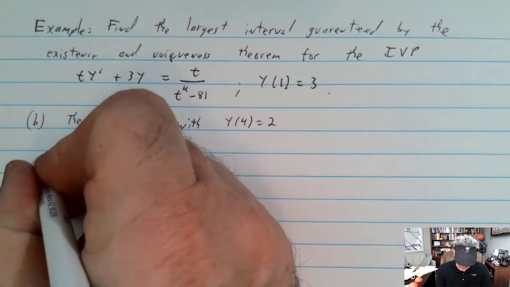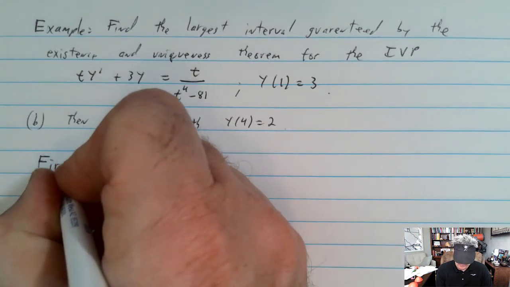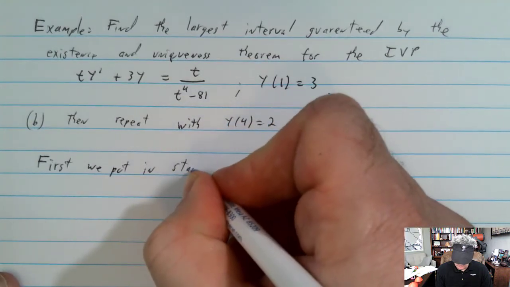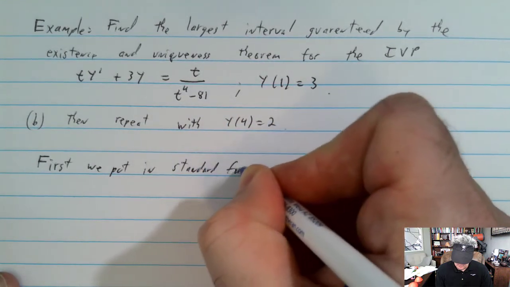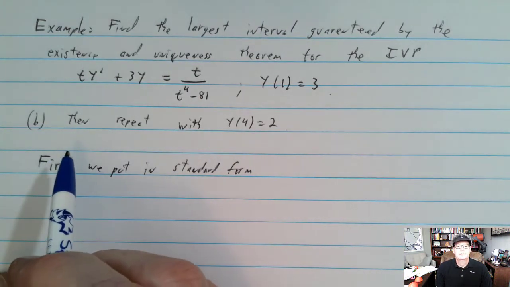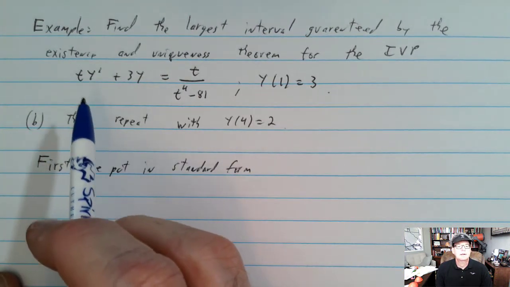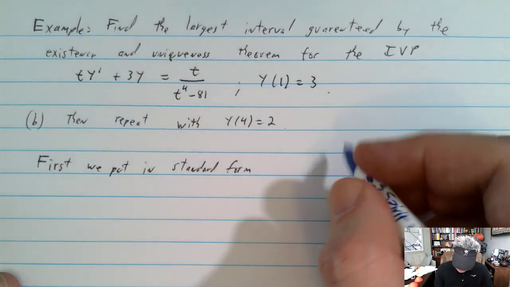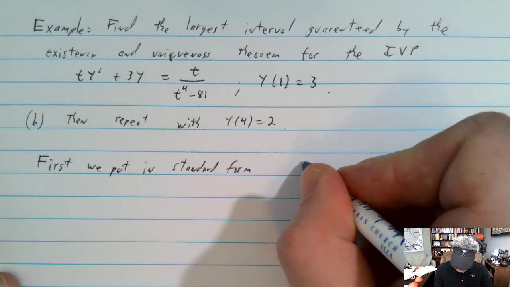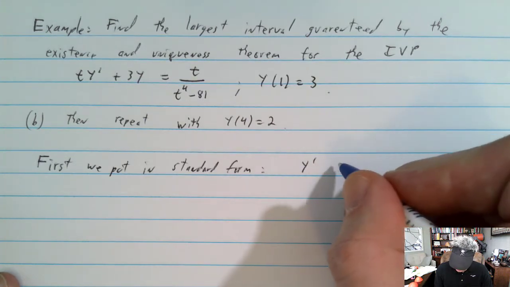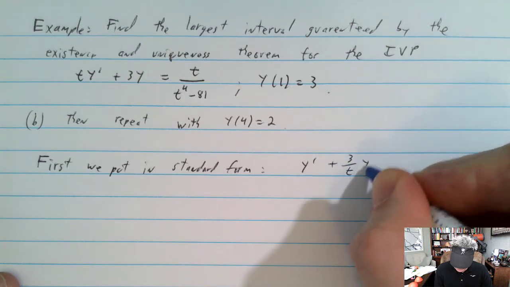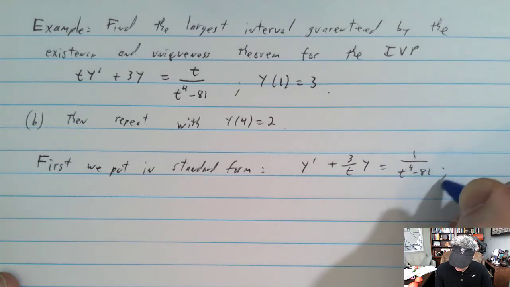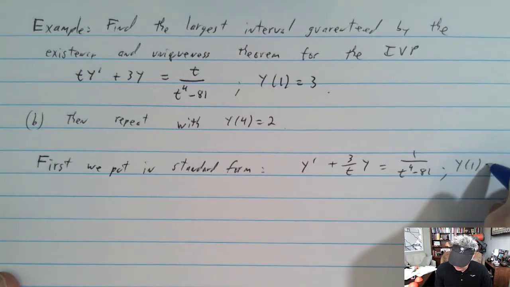So first, we need it in the standard form. And by that, I just mean we need a 1 as a coefficient in front of our largest derivative. So if I divide through by t, what do we have? We have y prime plus 3 over t y equals 1 over t to the fourth minus 81. The initial condition is still y of 1 equals 3.